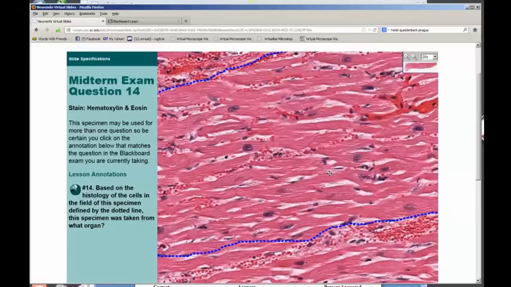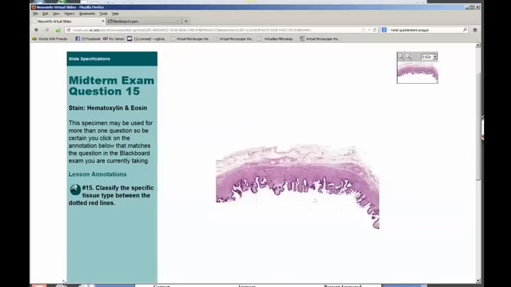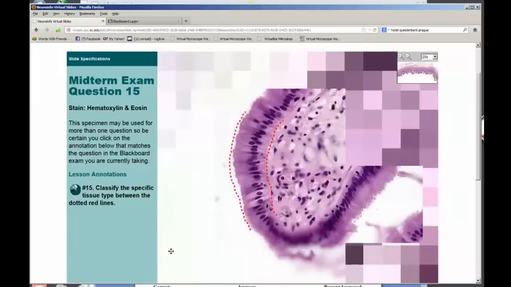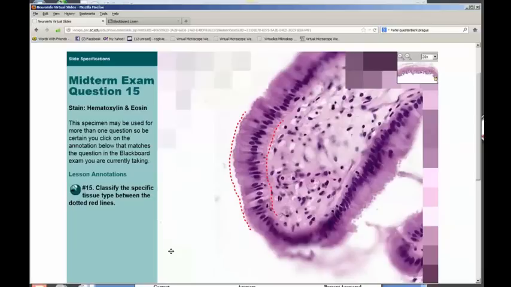And then when we look around, we see this structure here, maybe another one here, intercalated discs, not too many. But you all see connections between the strands, or between the cardiac myocytes. This is cardiac striated muscle, and so it was taken from the heart. So heart is the correct answer. Question 15 asks, classify the specific tissue type between the dotted red lines.